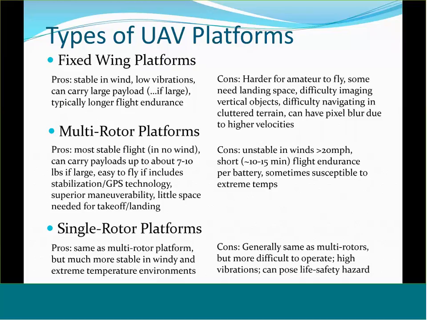They can have some difficulty imaging vertical objects because they tend to point their sensors straight down or at a very steep angle. And they can have difficulty navigating in cluttered terrain because they fly at such high velocities, and they don't have the ability to hover, though that may change in the near future with platforms like tail sitters.